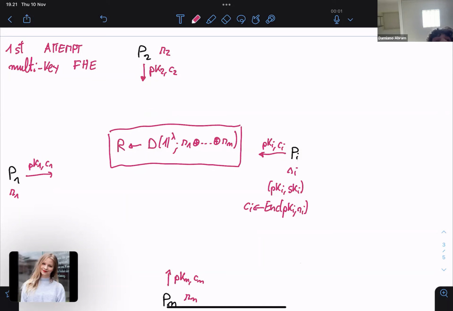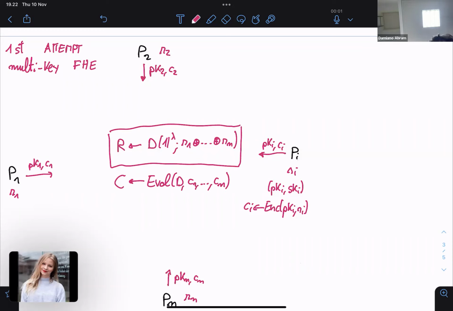We are still able to evaluate the function D homomorphically on the ciphertexts. And so all the parties end up with the same encryption of the output R. We denote it by capital C. This is the output of the evaluation of D over C1, ..., Cn. So now everybody has an encryption of the output. It's just a matter of decrypting it.